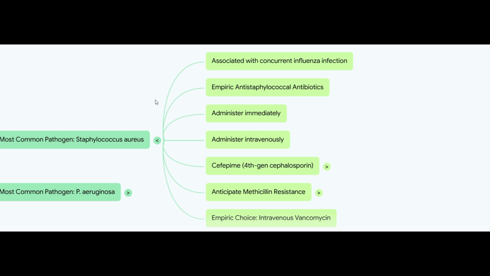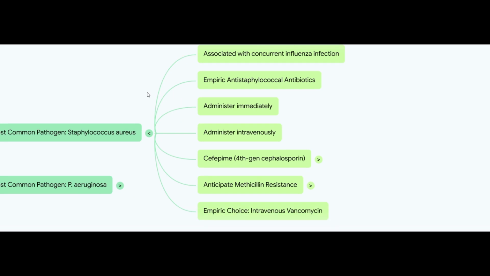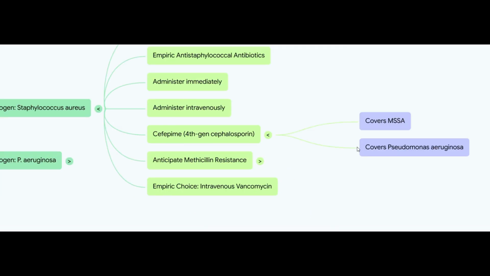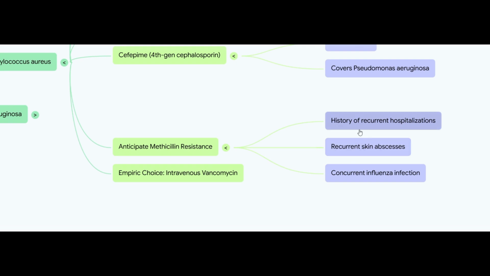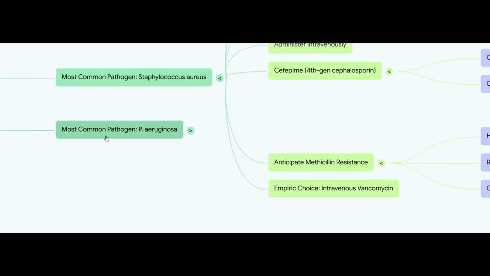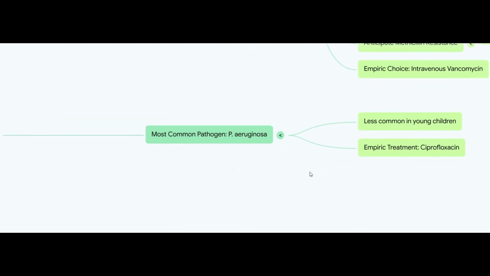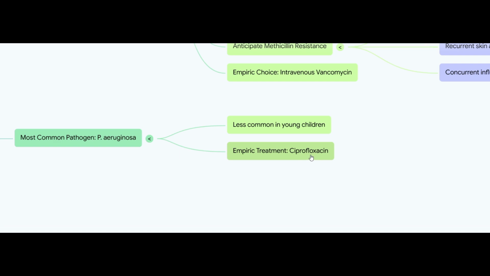The antibiotic is administered immediately and usually intravenously. Cefepime is one of the good options in this case. It provides cover to methicillin-sensitive Staphylococcus aureus and also to Pseudomonas aeruginosa. In some cases, we have to suspect methicillin resistance, especially in patients with history of recurrent hospitalization, recurrent skin abscesses, and concurrent influenza infection. In these cases, intravenous vancomycin is a good option. In adult patients, as we said, the most common pathogen is Pseudomonas aeruginosa, and in this case, ciprofloxacin is a good option.